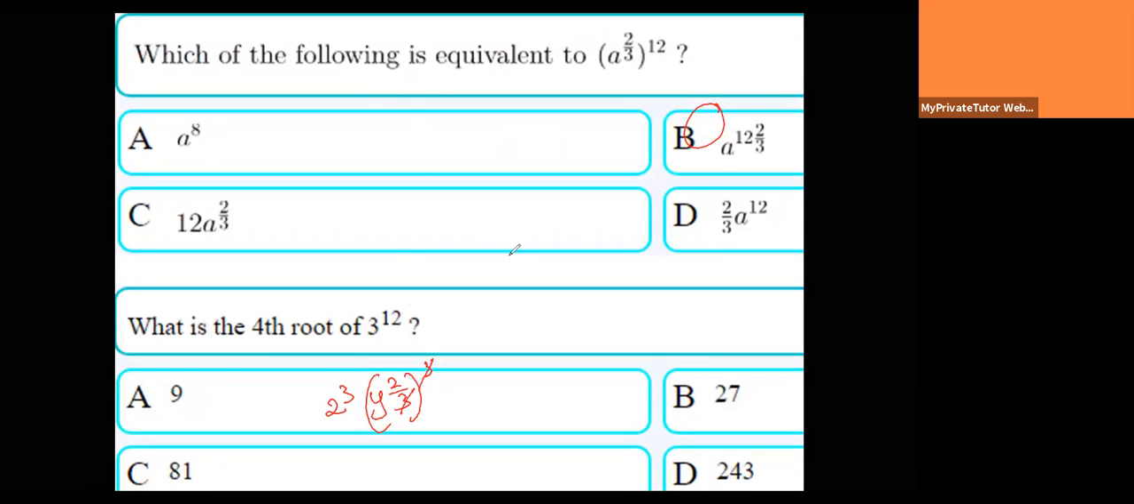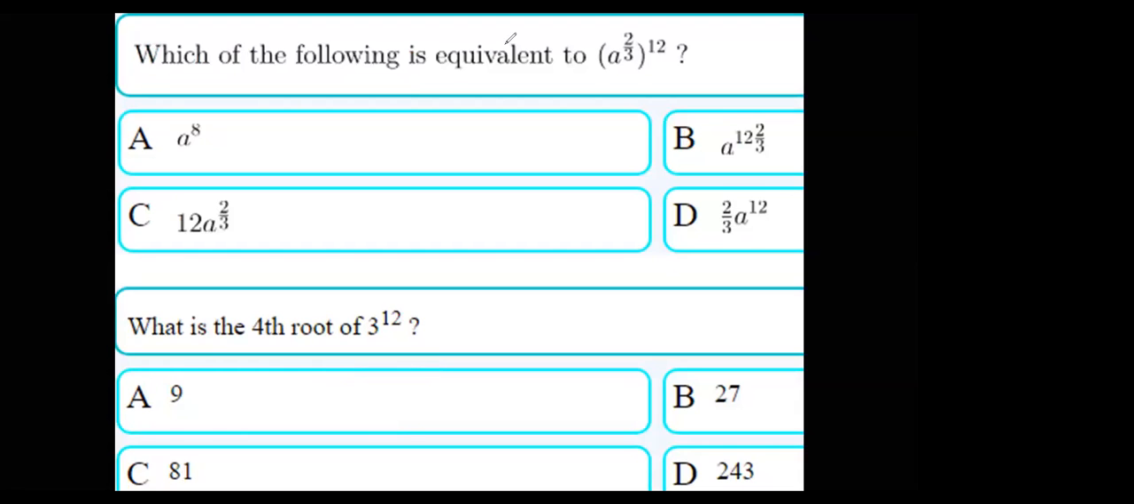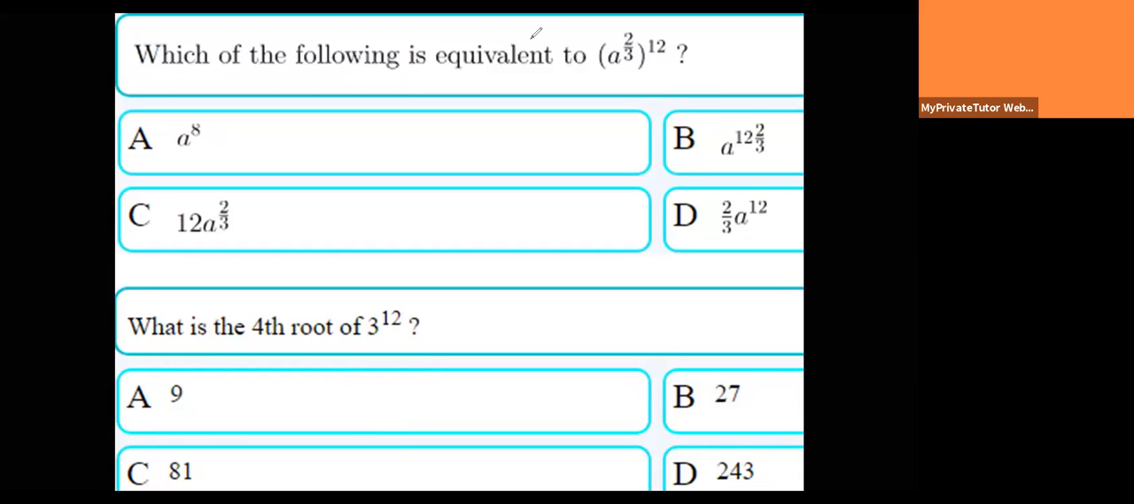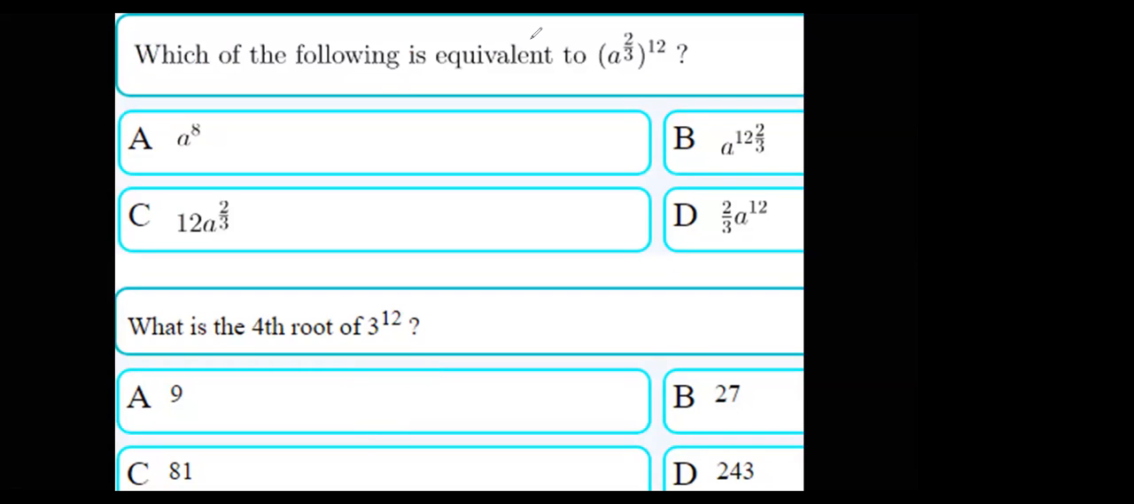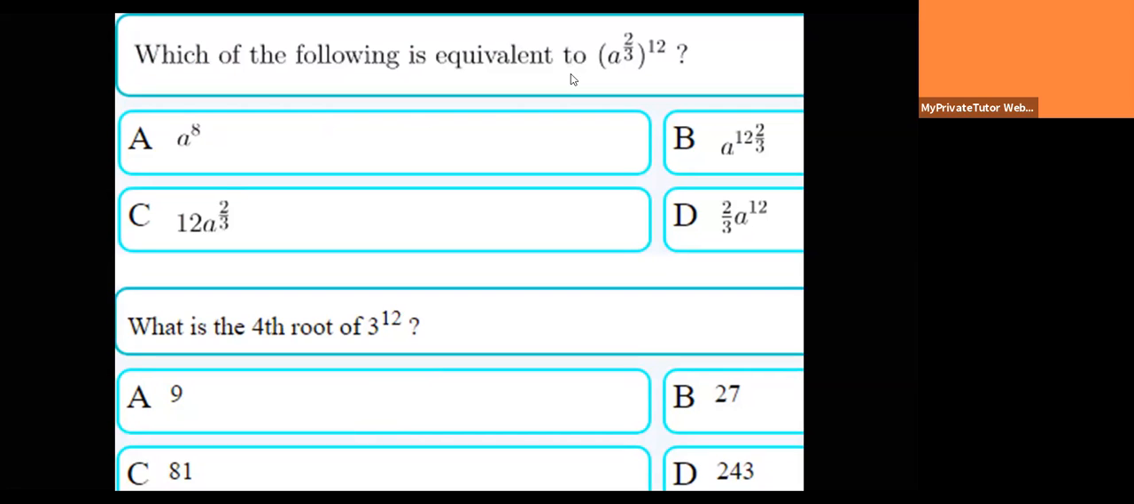So who will answer the next one? Sir, it's A. Are you sure? Yes. Everyone agrees to that? Yeah. Okay. Yes, A is the correct answer, because 3 4s are 12, then 4 2s are 8. That's nice.